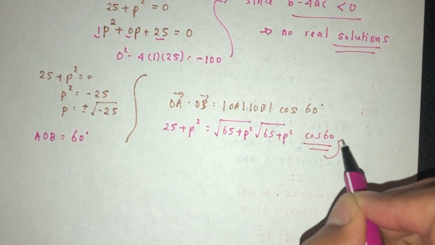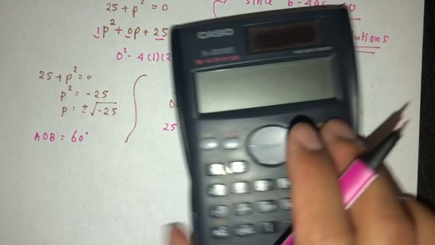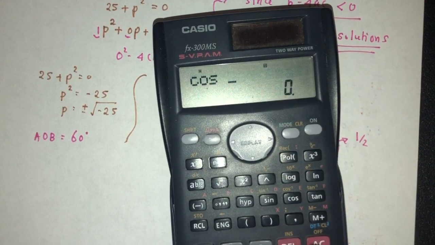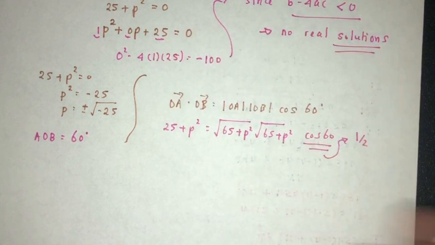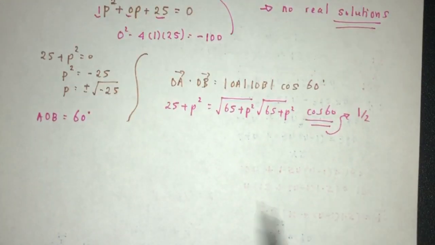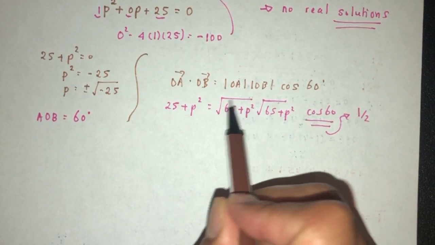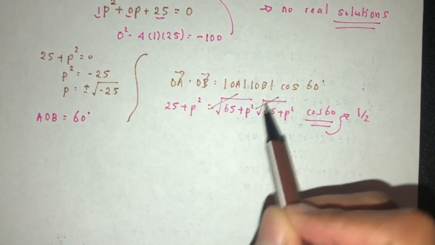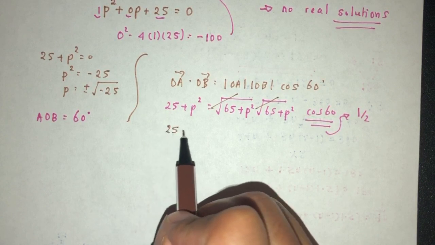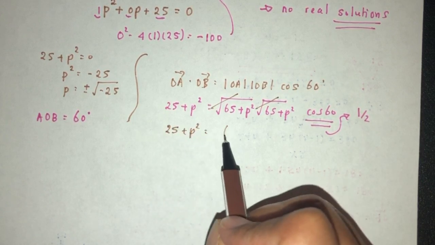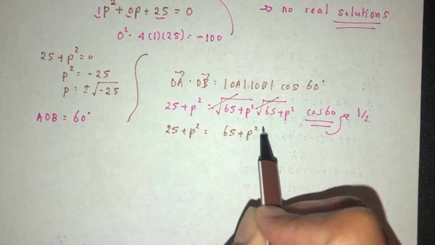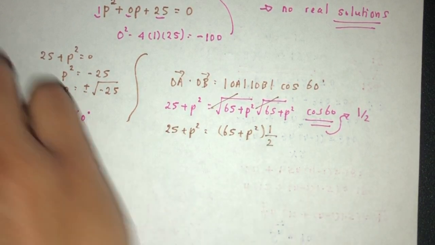Now cos of 60 is what? It is half. We can check. Cos of 60 degrees should be half. Good. Now what else? We can try to simplify. Root of the same value inside will cancel out, right? It will become what? 25 plus p squared is equal to 65 plus p squared times half. I hope that makes sense.